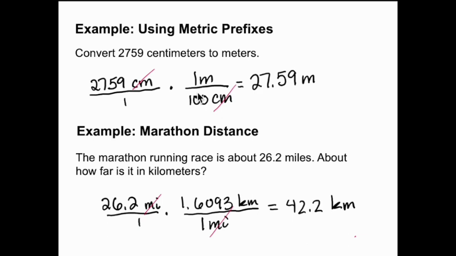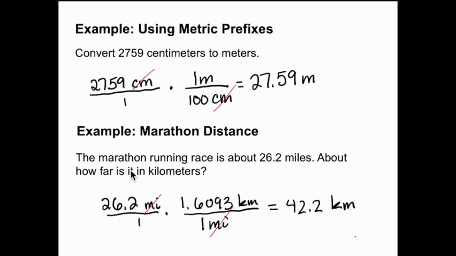Because it's based on base 10, really what you're just doing is moving the decimal place. Because we're dividing by 100 and making the value smaller because we're dividing, then we're going to move the decimal 2 places to the left. So instead of having here 2,759 centimeters, we're going to move it over 2 places this way and have 27.59 meters.